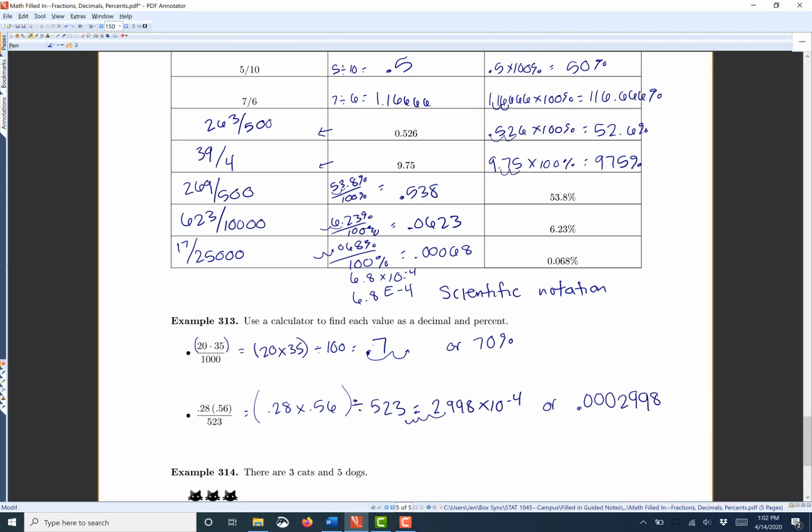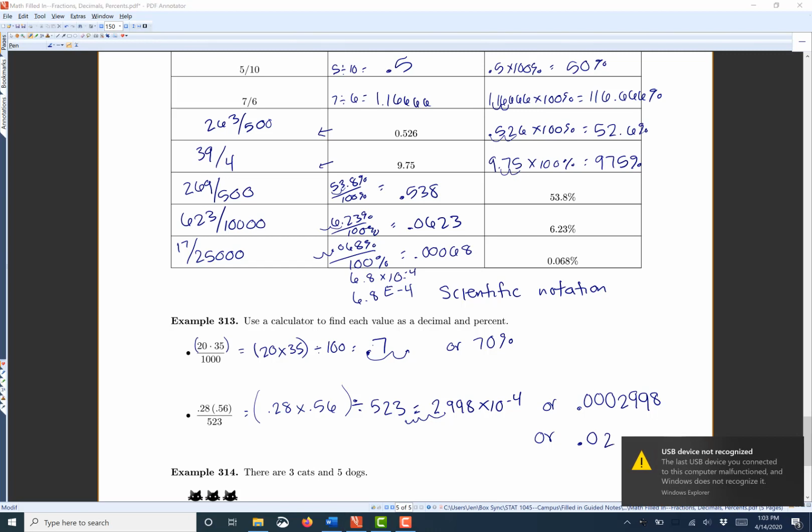So this is 0.00029998. And if you want to make that a percentage, you times it by 100%, or move your decimal 2 places to the right to make it seem bigger. So it's 0.02998 percent. So remember, if you want a percentage, it should be looking bigger, so you times it by 100.